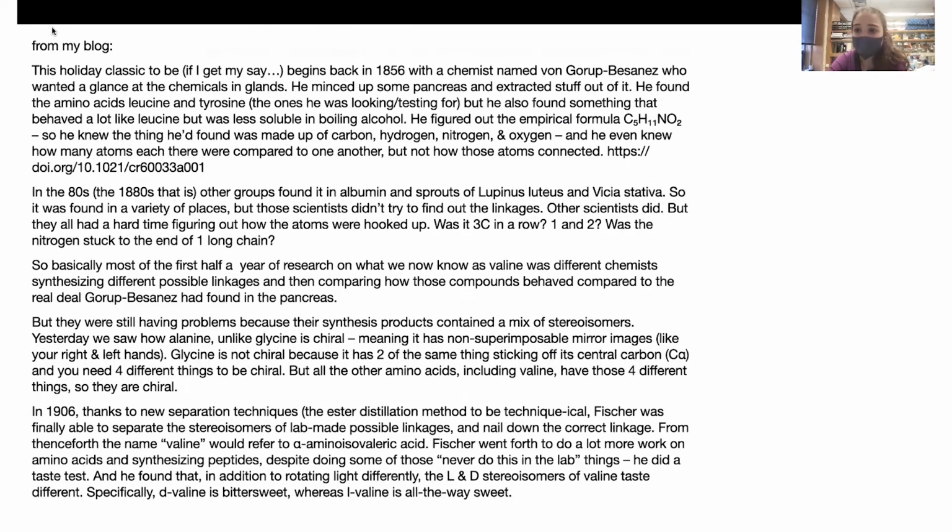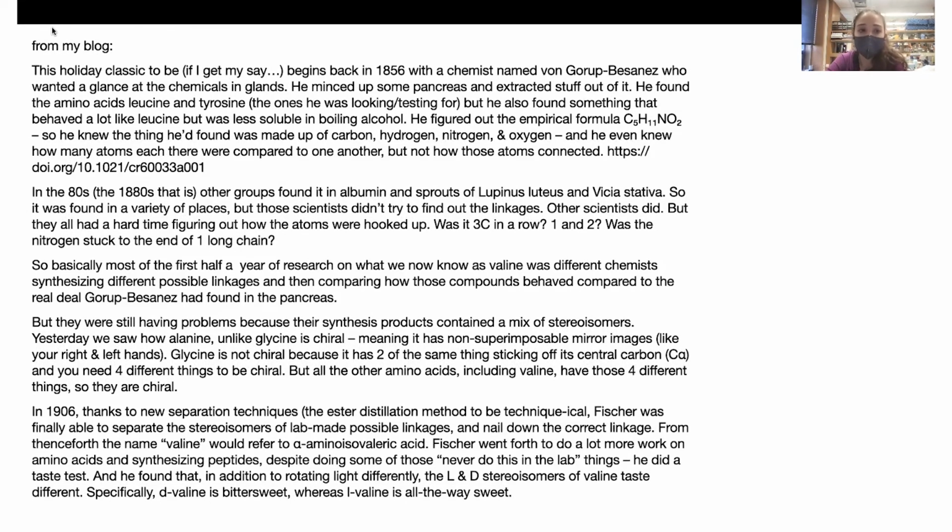So now for the discovery stuff. So from my blog, basically the story begins in 1856. There's this chemist named von Bessenes. And so he was trying to figure out what was in glands. So he took a pancreas, minced it up, and extracted stuff. And he was looking for specific amino acids and he found them. So he found leucine and tyrosine.